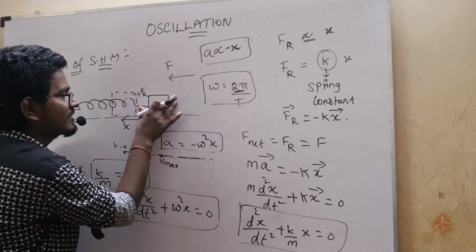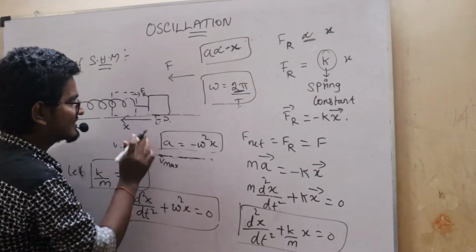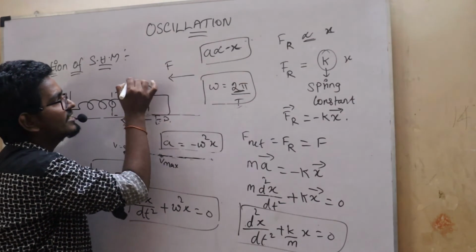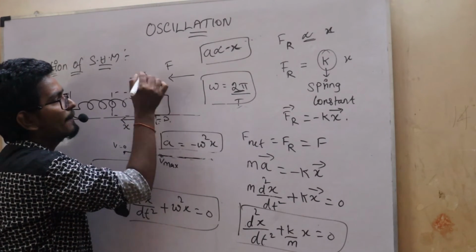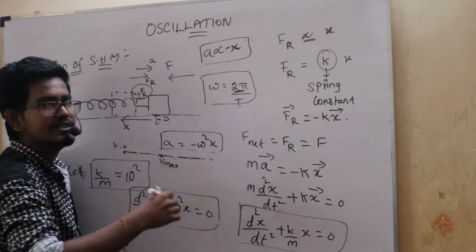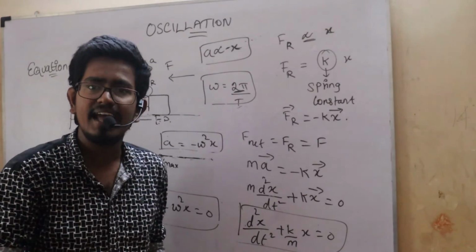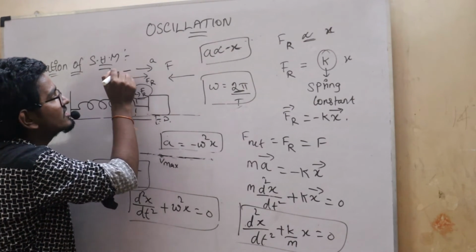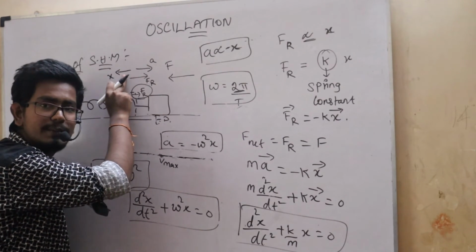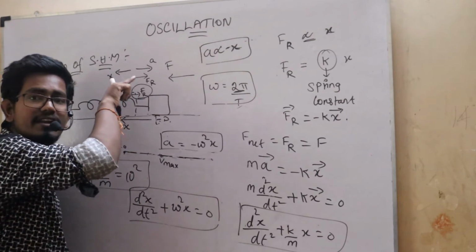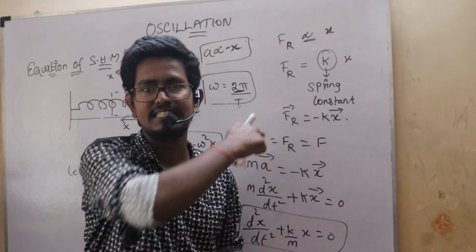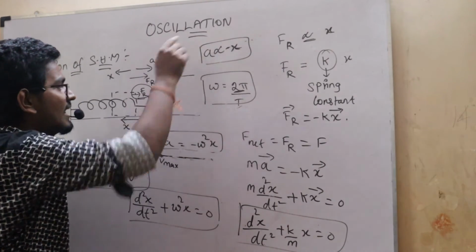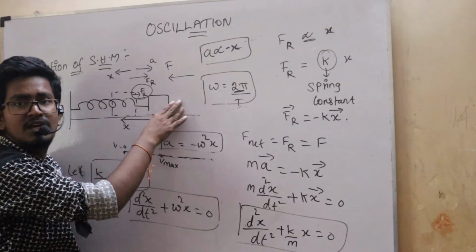You can see here, my acceleration is in the restoring force direction. That means it is the acceleration direction, because whatever the force direction, that will be only the acceleration direction. But you can see my displacement direction is in the negative x direction, and my acceleration direction is in the positive x direction. That means both are opposite to each other. That means A is directly proportional to minus x, so it is satisfying this condition.